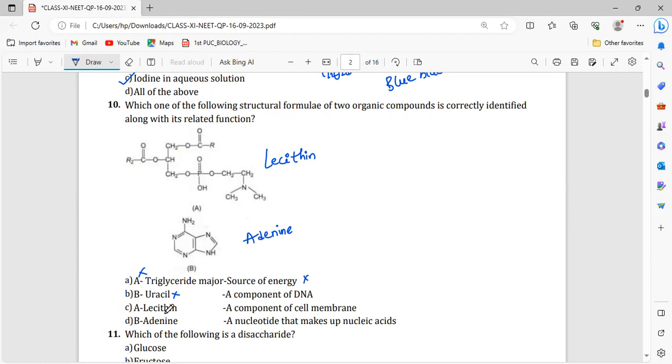So the explanation: lecithin, a component of cell membrane, is correct because lecithin is a phospholipid, and this phospholipid forms the cell membrane. Adenine, a nucleotide that makes up nucleic acid. It is not a nucleotide, it is just the nitrogen base. So the answer is option C.